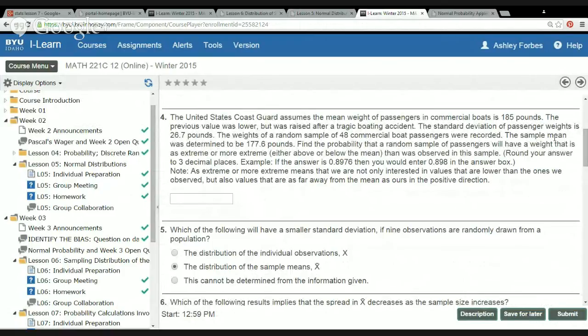Okay, so the United States Coast Guard assumes that the mean weight of passengers in commercial boats is 185 pounds. So that's going to be our μ, right? Yeah.